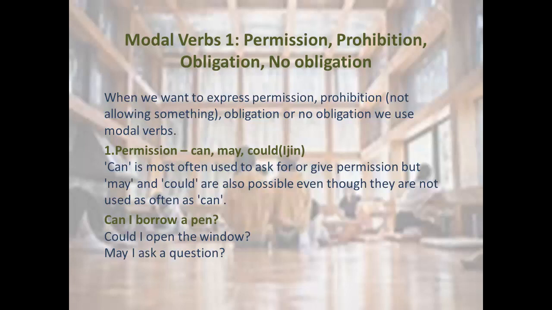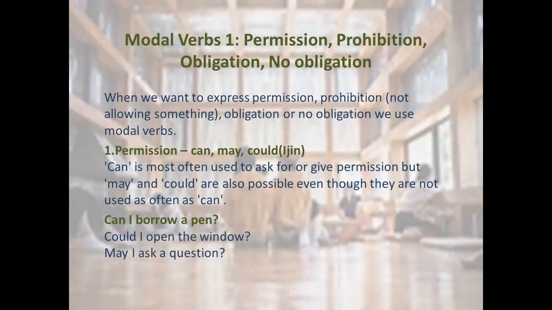Bismillahirrahmanirrahim. Today we discuss permission, prohibition, obligation, and no obligation. When we want to express permission, prohibition, not allowing something, obligation or no obligation, we use modal verbs. Number 1, permission. You can use can, may, and could.